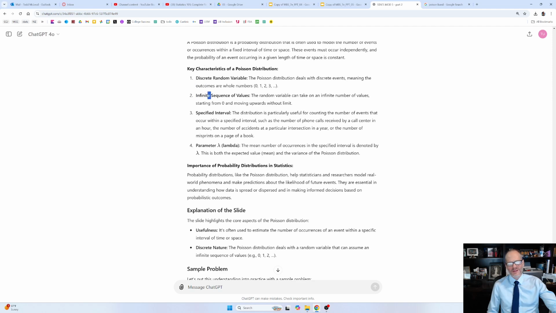Infinite sequence of values. Any number of people can come into the hospital, or any number of people can come into the restaurant, or any number of potholes could be in the road. So the random variable can take on an infinite number of values, starting from 0 and moving upwards without limit.